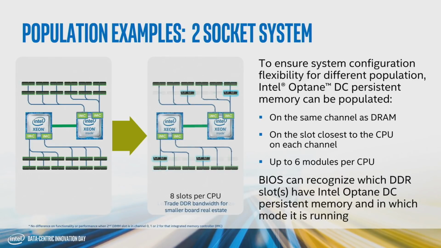From a population rule point of view, this is an animation meant to show the flexibility. You usually have 6 DRAM DIMMs because you want to get the maximum bandwidth out of your near memory, even if you are in 1LM plus app direct. Then you can place up to 6 Optane DC PMM modules per socket. They can share the same channel with the DRAM. At boot, BIOS will detect their presence, and depending on how you configure them, they will be used either in memory mode or in app direct mode, or a combination of the two.